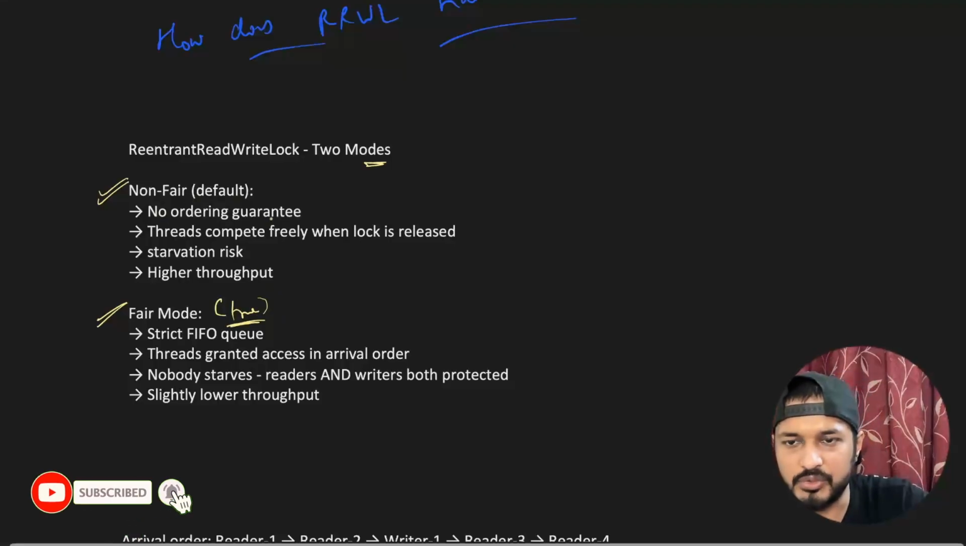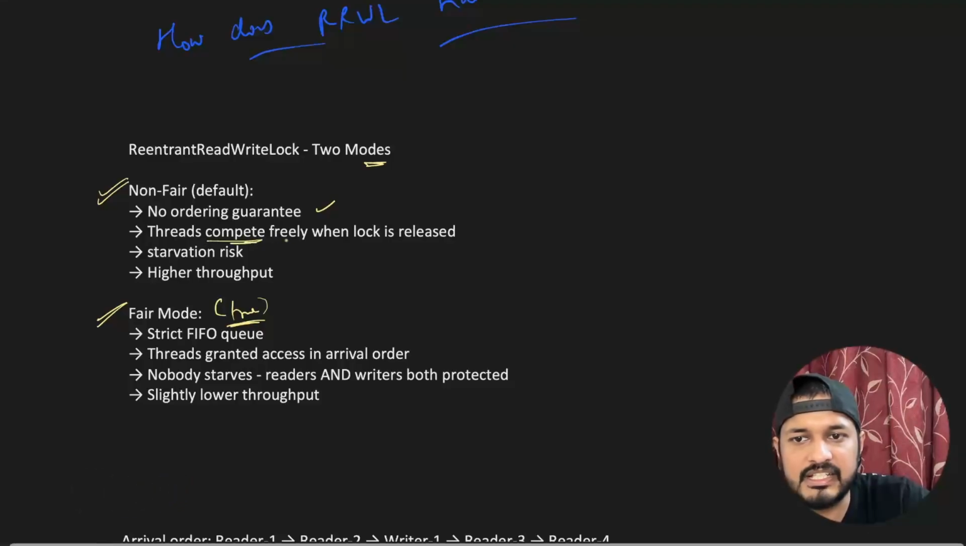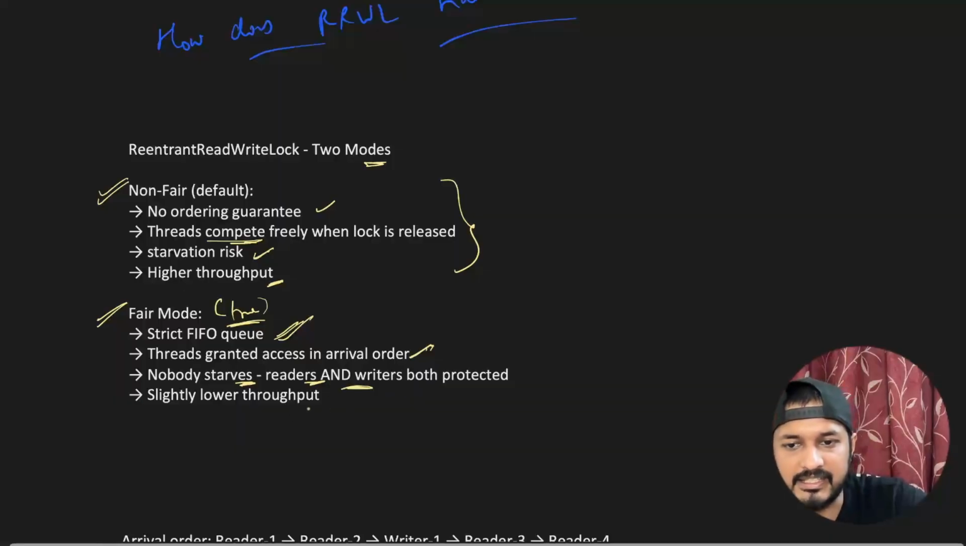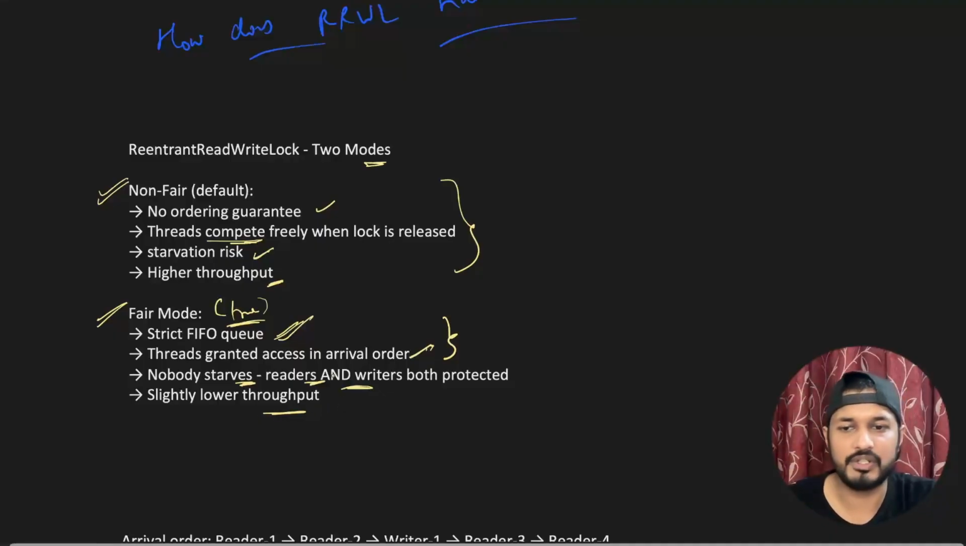So when there is non-fair mode, what are the problems? There is no ordering guarantee. When the lock is released, threads compete freely without any restriction. Therefore, there is a risk of starvation. And this non-fair mode is used when you require high throughput. Why? Once we explain this, you will get to know why. In the fair mode, reentrant read-write lock strictly uses a FIFO queue. So threads are granted access in the order of their arrival, and therefore nobody starves. Both readers and writers are protected. And since it follows this slow approach, it gives slightly lower throughput.